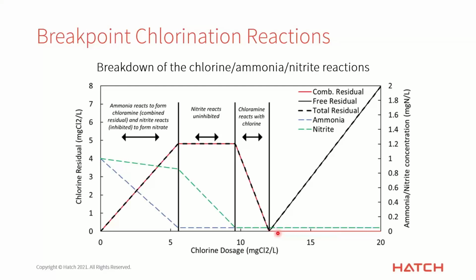I'll go through this figure now as I went through the last one. Same axes here: we have the chlorine residual on the y-axis, on the x-axis we now have the chlorine dosage, and on the secondary y-axis we have the ammonia and nitrite concentrations in milligrams of nitrogen per liter. I should mention that in doing the analysis for this figure, we assumed there's 1 milligram per liter of ammonia and 1 milligram per liter of nitrite coming into the chlorination basin. You can see they're both at 1 here when the chlorine concentration is 0.